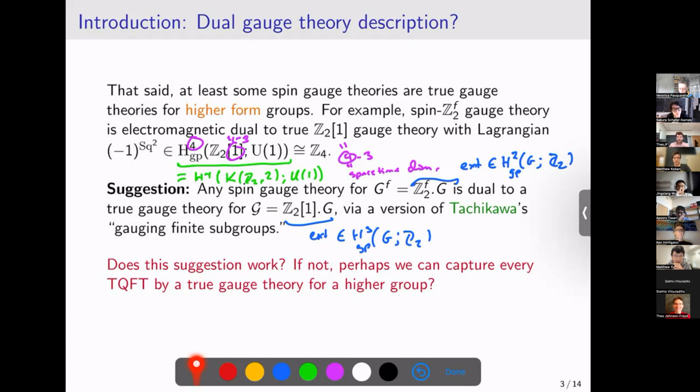And the punchline of my talk, the sort of thing I want to tell you, is that this does not always work. Sometimes you can take a GF gauge theory, a spin GF gauge theory, and write down a true gauge theory for some dual group, and sometimes you cannot. And I'm going to tell you an obstruction to this. But when it works, it works basically the way that Bhardwaj and Tachikawa say it should work, up to putting in some extra (-1)^Q2s or something.